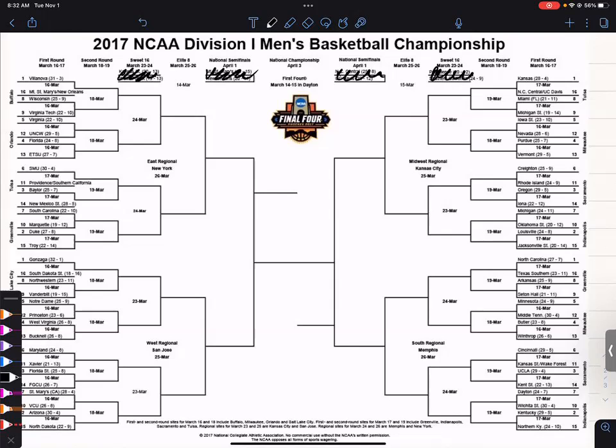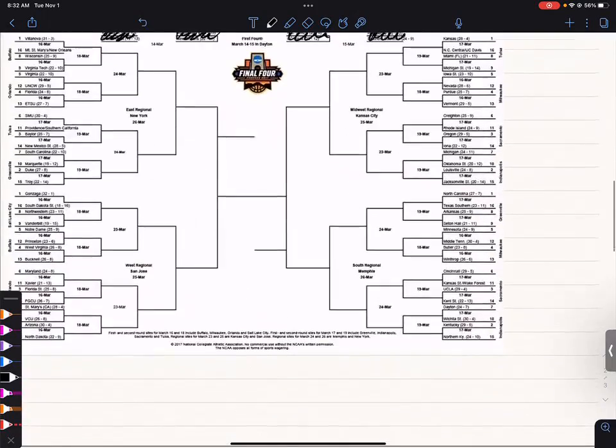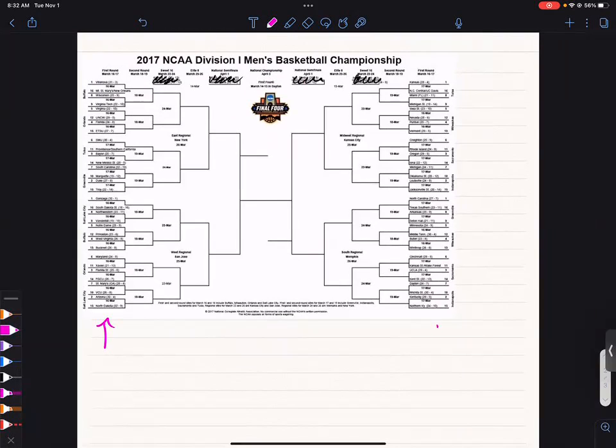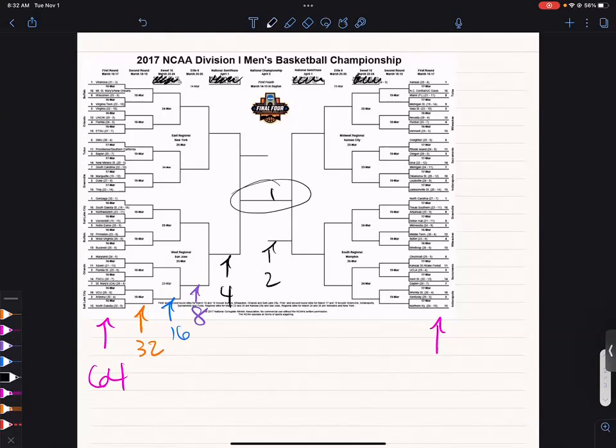So you start with 64 teams. How many are there in the next round? 32, right? Half as many. The way this bracket's laid out, we're working from the outside in. In round 1, which is this outside stuff, we've got 64 teams. Then round 2, there's 32. Then Sweet 16, 8, 4, 2, and then eventually 1 champion, right?